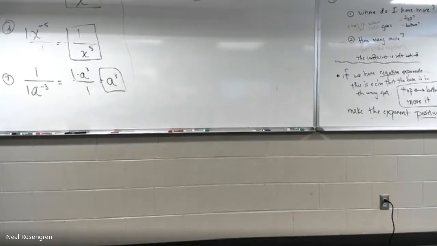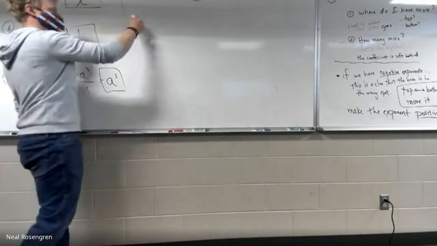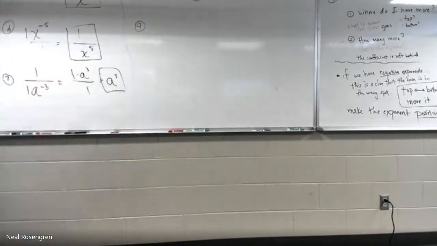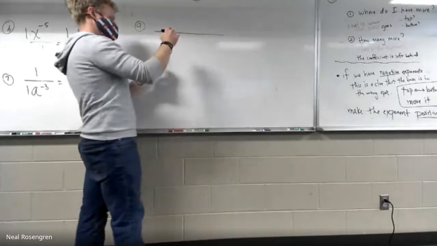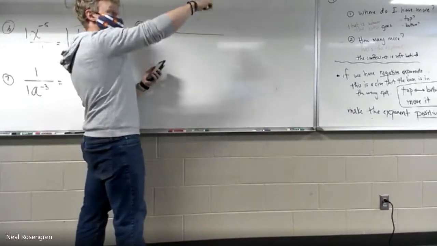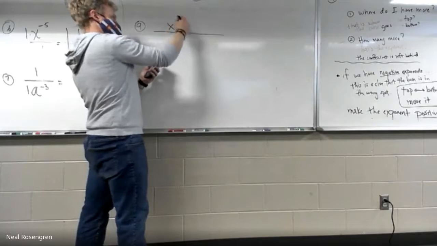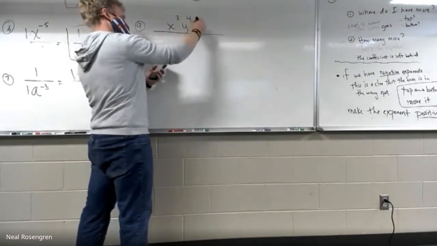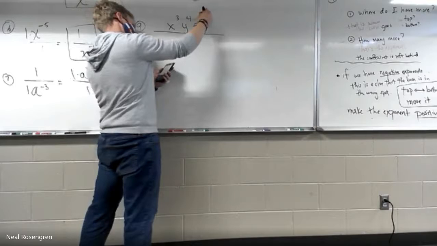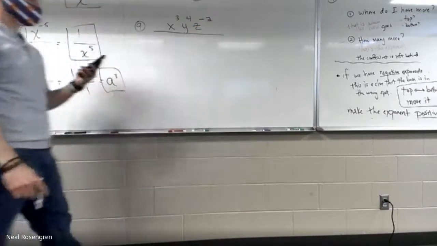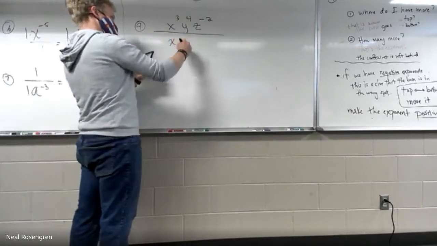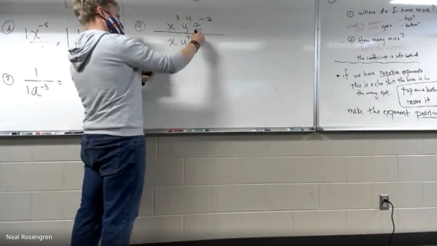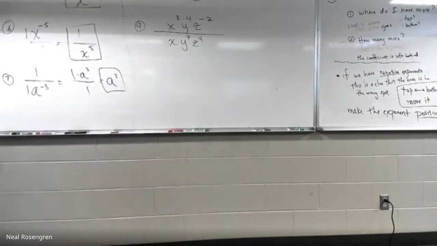All right, one more with me, and then something for you. All right, let's step it up. Nothing too crazy though. Let's put these ideas together. X to the 3rd, y to the 4th, z to the negative 2nd power. That's on top. On bottom, x, y to the 7th, z to the 4th.